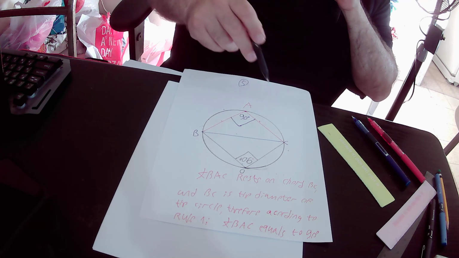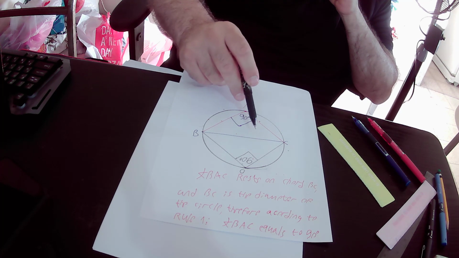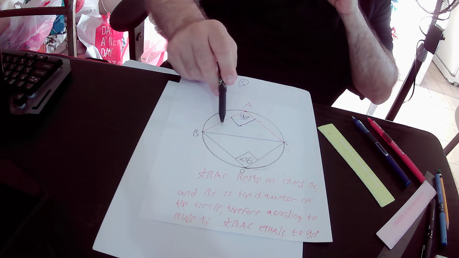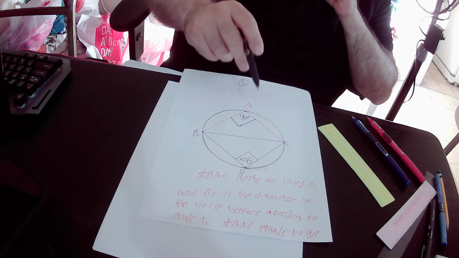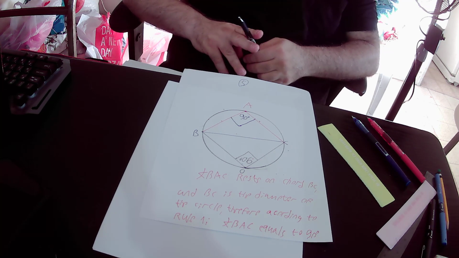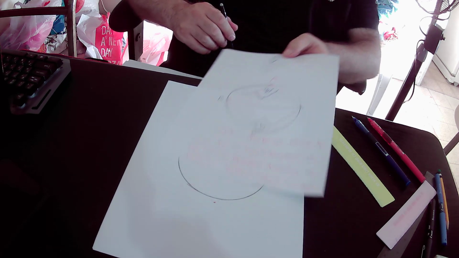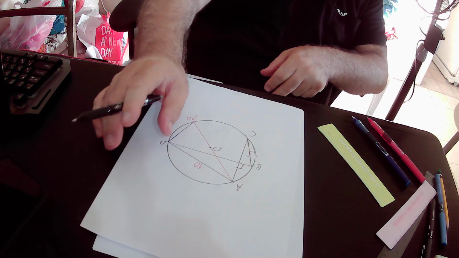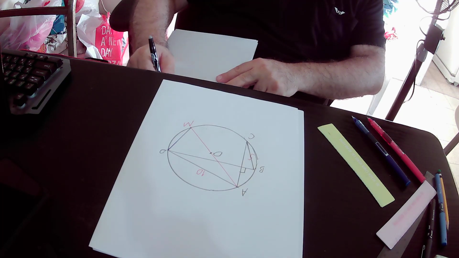Angle CDB, or BDC, it is the same, equals 90 degrees because of the fact that it rests on chord BC, that is the diameter of this circle. So according to rule number 1, it equals 90 degrees. Actually, we can implement rule number 1 in our circle.